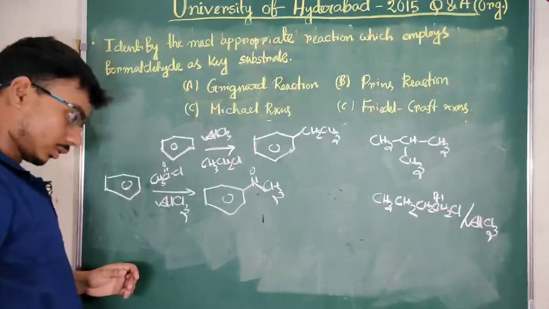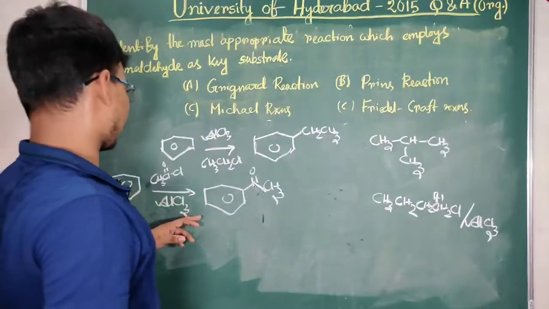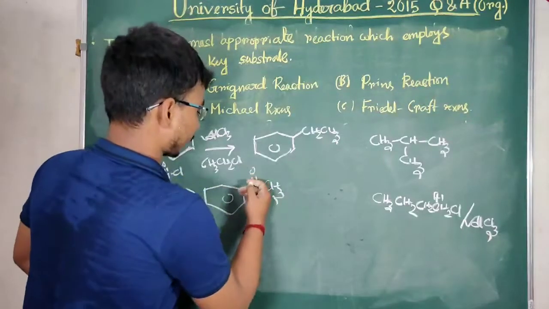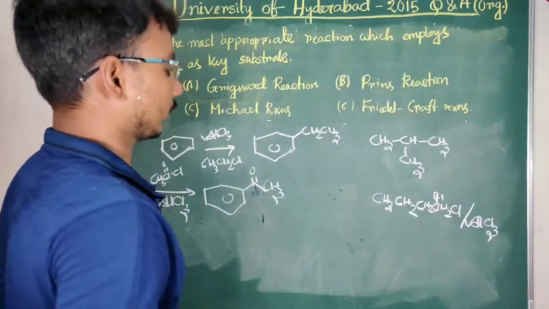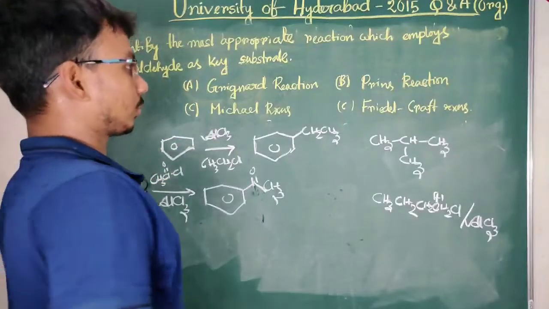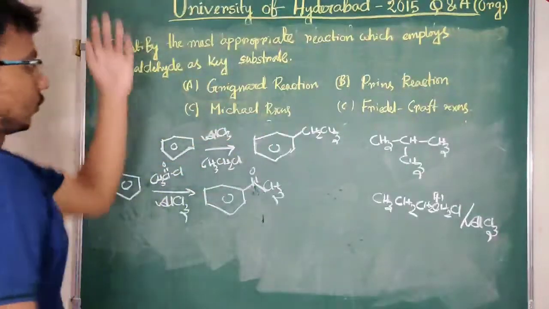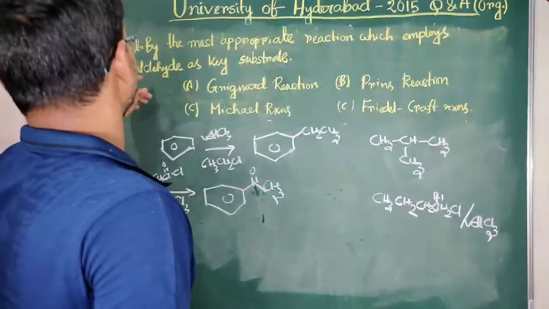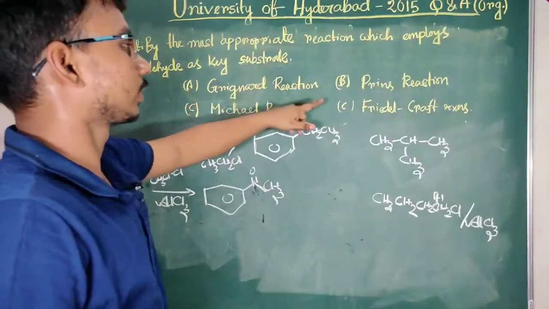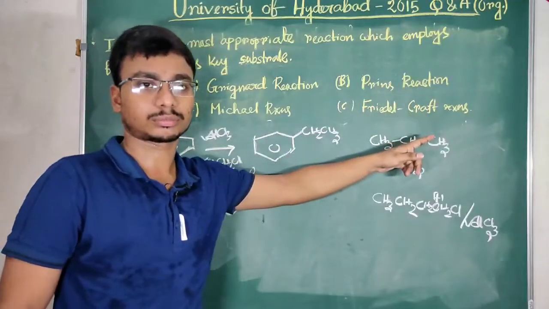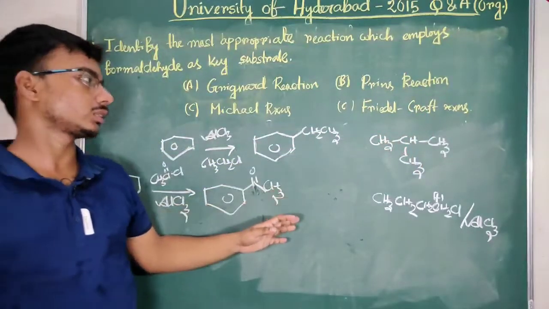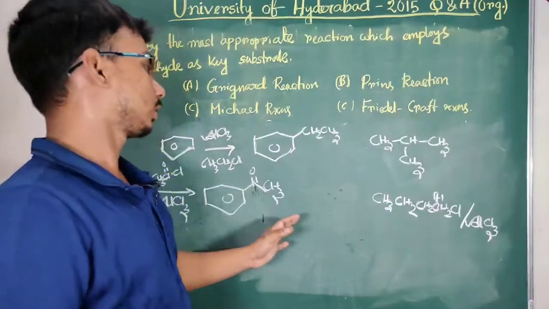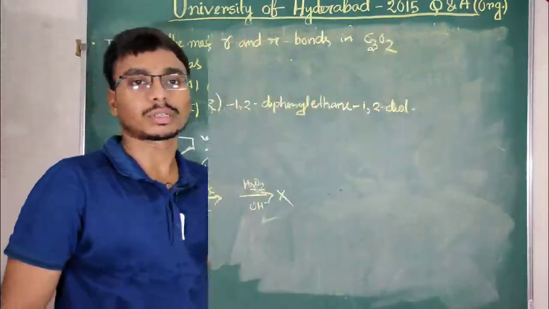So the best reaction is Friedel-Crafts acylation to make alkyl benzene. Okay, we actually moved away from our main point, the reaction. The formaldehyde is the key step, used for the Prins reaction. I discuss all these things to increase your knowledge, it will help you develop your knowledge.